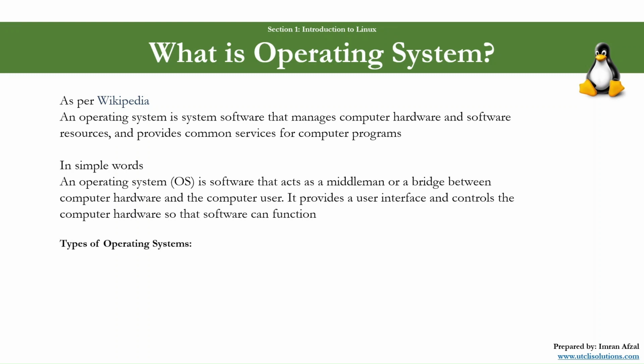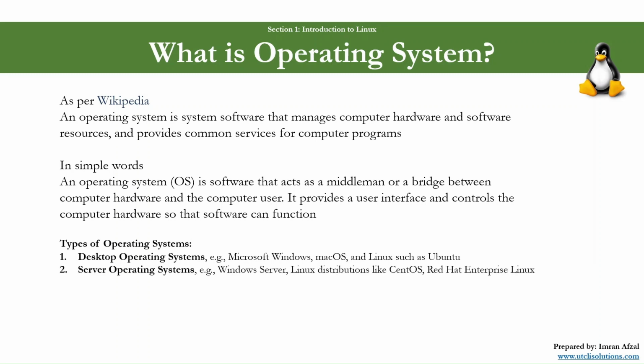Okay, now let's go over the different types of operating systems. The first one is desktop operating system. These operating systems are like Microsoft Windows, Mac OS, and Linux such as Ubuntu. They run on your regular computer or your laptop that you are using probably every day at home or in the office. Then you have server operating systems, for example, Windows Server, Linux distributions like CentOS, Red Hat, SUSE, and so on. These types of operating systems actually run in corporate or enterprise level environments.